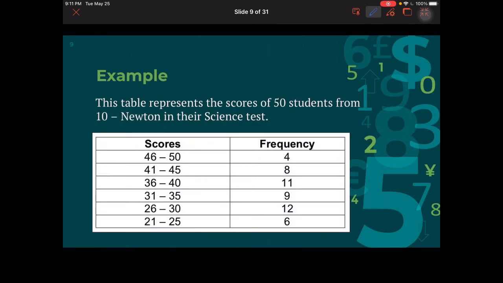So, this table represents the scores of 50 students from 10 Newton in their science test. So, meron po tayong classes. Ito po yung ating mga classes. Okay? Tapos, ito yung kanilang frequency. So, ang una nating hahanapin ay yung N at saka yung I. So, from here, syempre, given na yung problem, ilan yung students? 50. So, yan yung N natin.